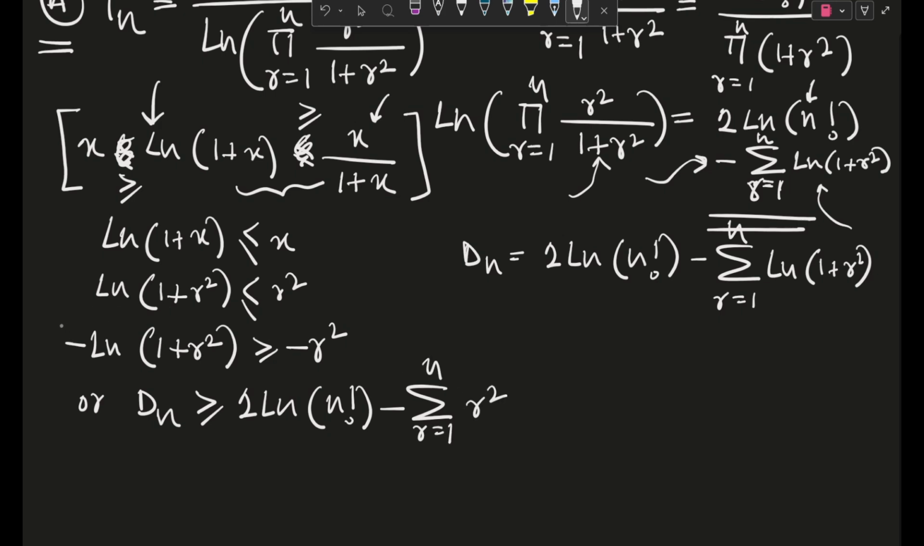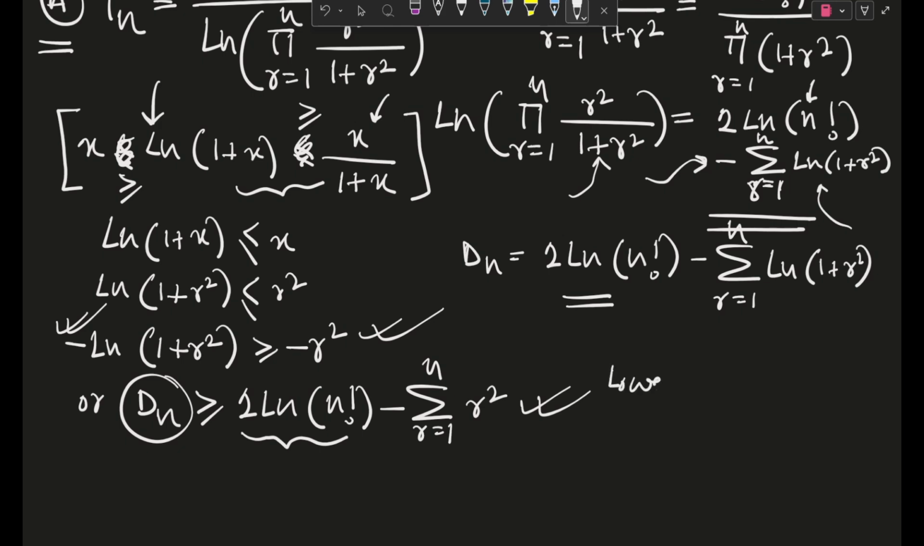How? Basically I just put a sigma on both sides, then you will get this thing as ln n factorial whole square, which you will write as 2 ln n factorial, and after that I wrote Dn, because Dn is equal to 2 ln n factorial minus sigma r equals 1 to n ln of 1 plus r square. Like first I put sigma on both sides, then I added 2 ln n factorial to both sides, so this side becomes Dn, and this side I get my first bound. Basically this thing is the lower bound, okay, because it's a greater than or equal to, so this expression will be your lower bound. Okay, and similarly using the right hand side of the inequality, we will find out the upper bound also.